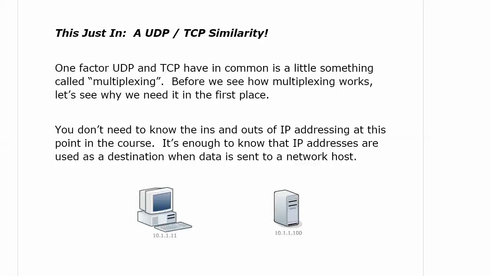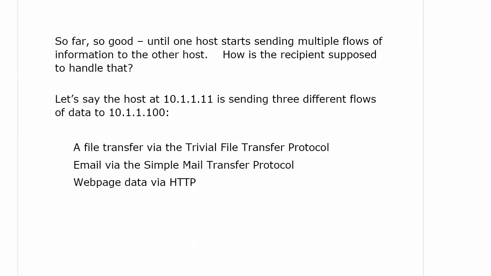IP addresses are used as a destination when data is sent to a network host. It's perfectly fine. We know our packets have an L3 address and frames have an L2 address. When one host sends multiple flows of information to the other host, how is the recipient supposed to handle that? It's not going to be enough for the recipient to say, hey, I got all this stuff from 10.1.1.11, so I know what to do with it.